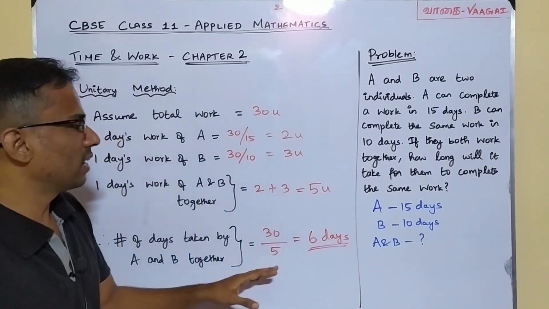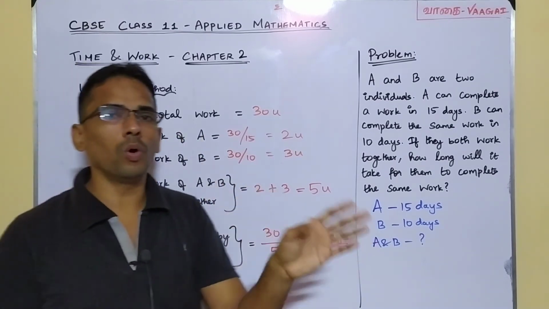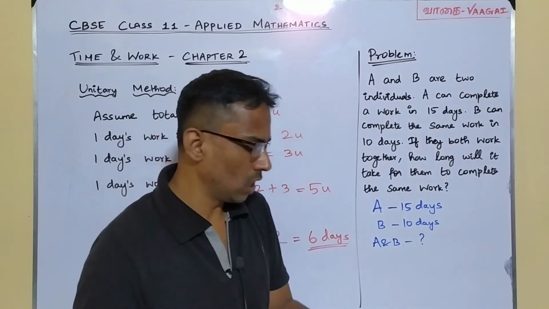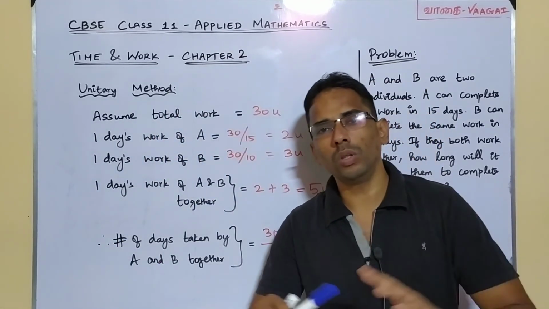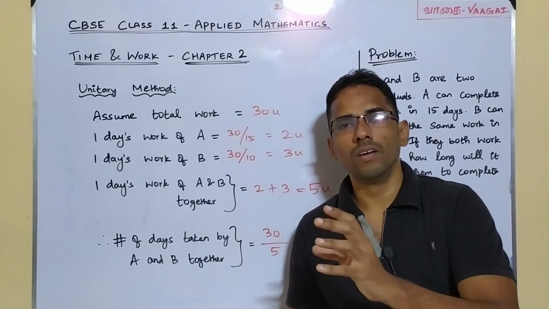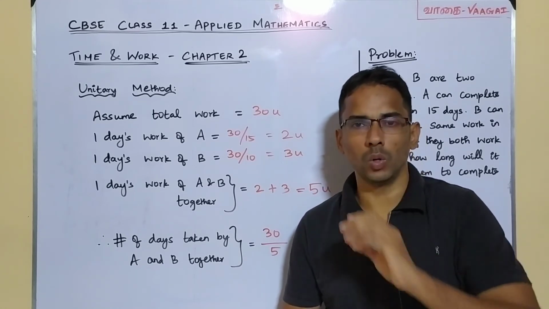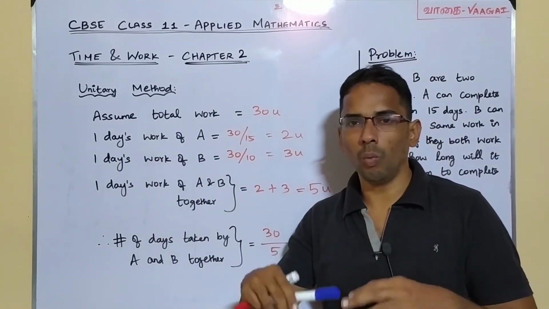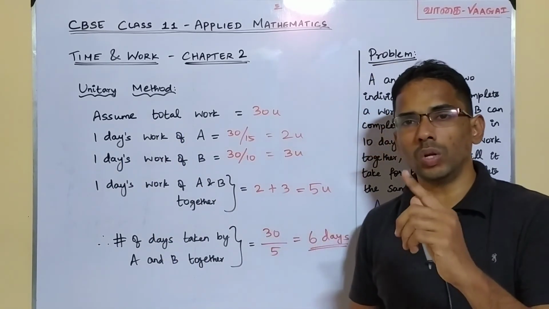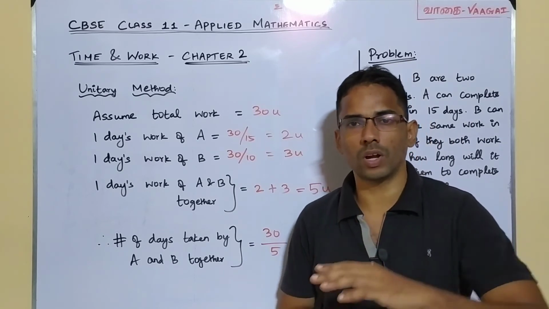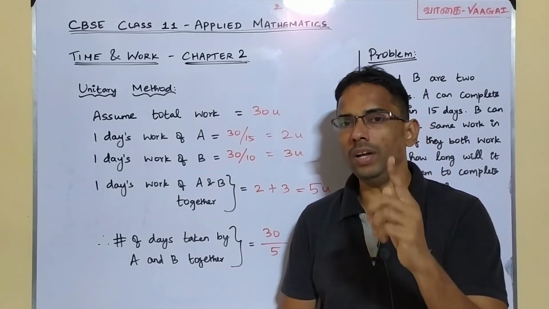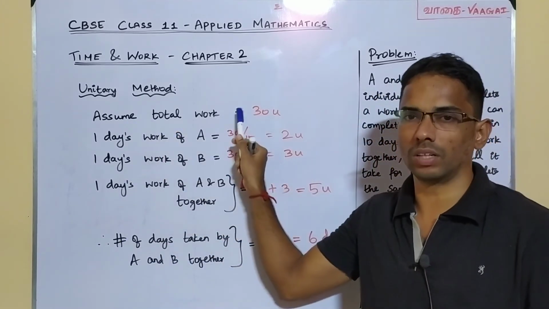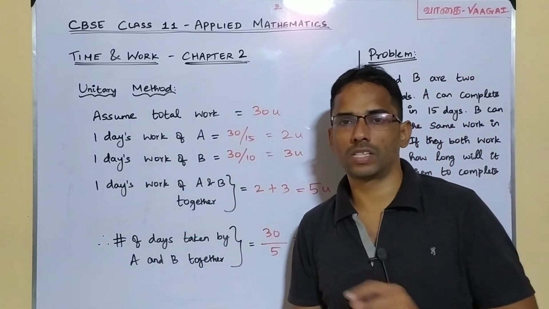Now you can compare both these methods. We tried the fraction method and also the unitary method. You can compare both and see which one is better. It is up to you. To my preference, I will take the unitary method as more comfortable. Why? Compared to the fraction method, there is one extra step here, and that extra step is that you assume the total work. That is the very first step.